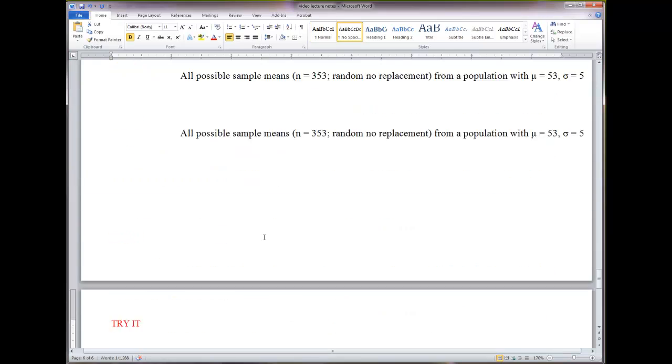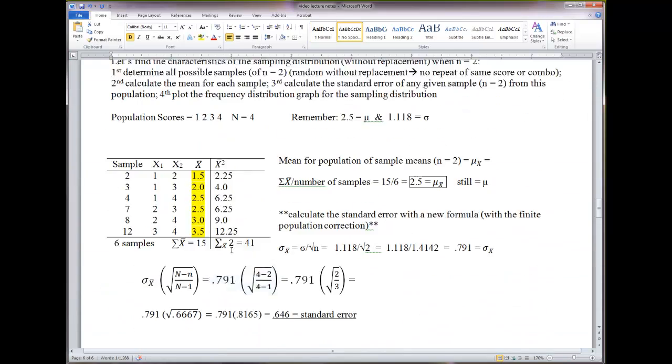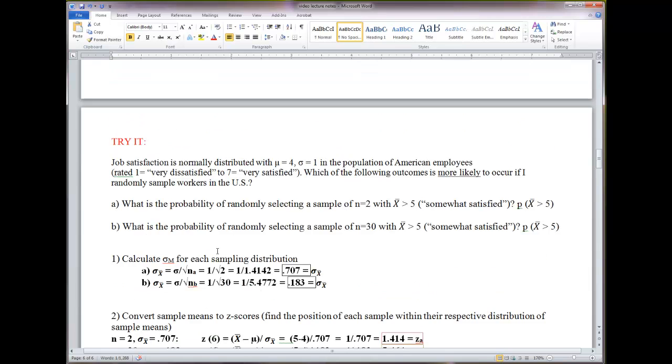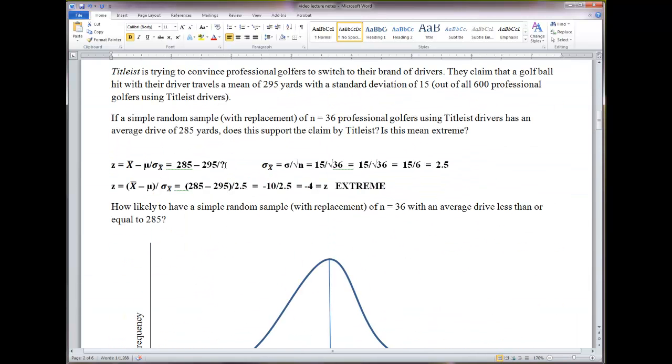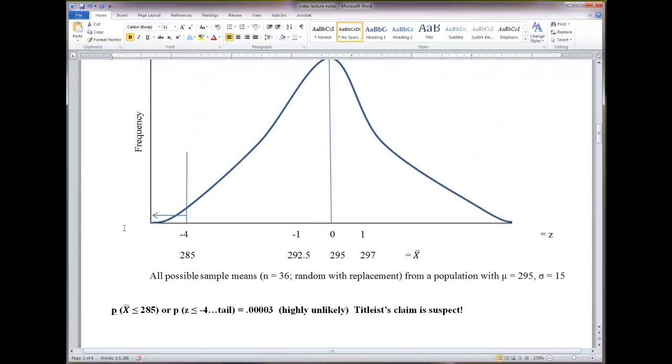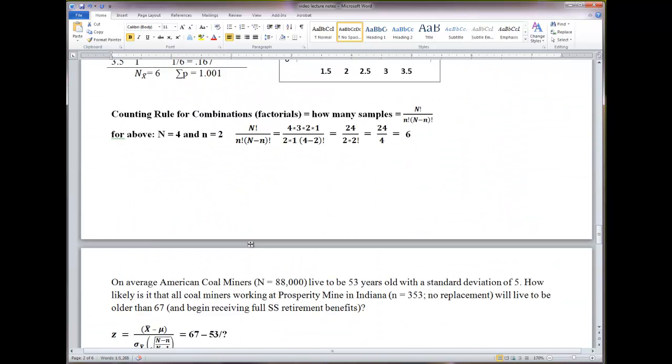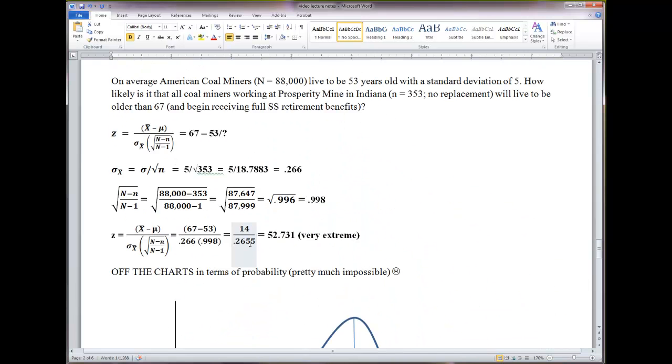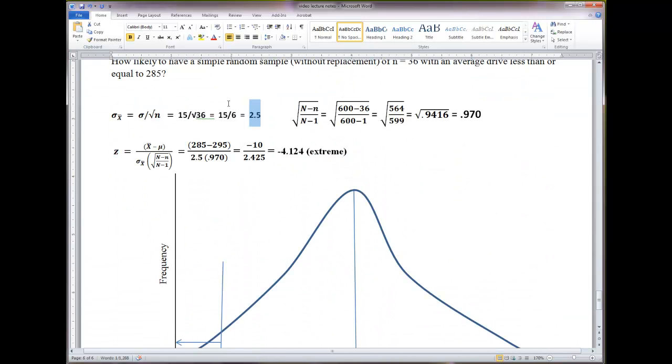So remember, that was the standard error that we found when we did this before, when we were assuming replacement. Remember, that's not our standard error anymore, because we have to do this correction. So now we take 2.5 and we're going to multiply that by this correction. So you plug in your population size, your sample size, and then your population size here. Solve for that, and you get 0.970.